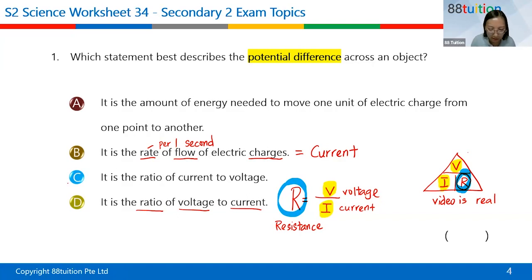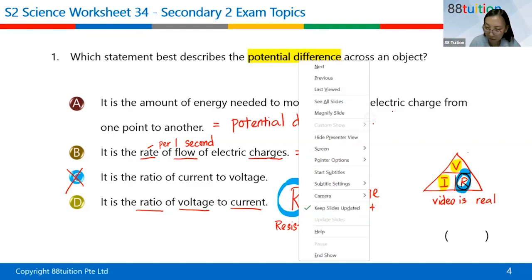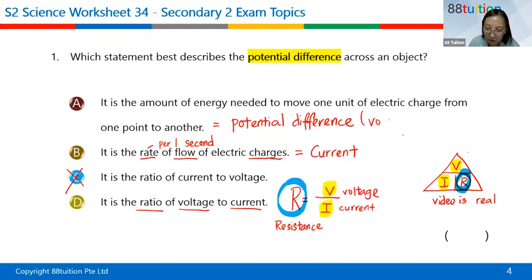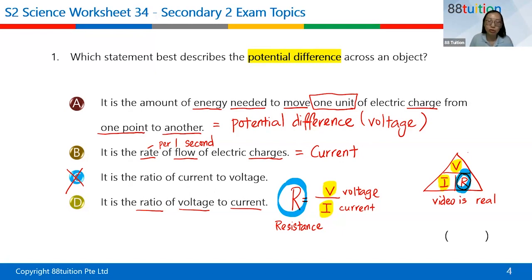That's wrong. That's nonsense. Then this one will be potential difference. Potential difference, another word for it is actually, anyone knows what is another word for it? Anyone? It's the voltage. So potential difference is the same as voltage. It means how much energy is needed to move 1 unit of charge. Now 1 unit doesn't mean 1 charge. 1 unit is a very, very big number of charge, from one point of the wire to another point of the wire, or from one point of the circuit to another point of the circuit. That is potential difference. So the answer is A.